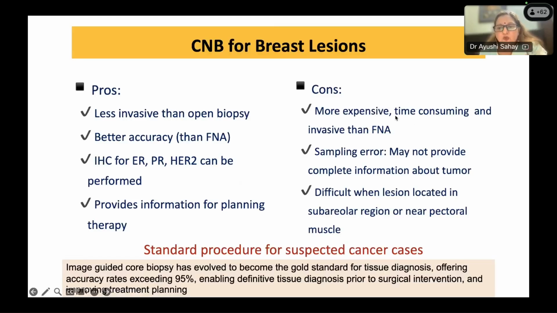It is time consuming because histopathology takes more time than cytology. There are chances still of sampling error because it takes out some amount of tissue, not a big amount of tissue, and it is difficult to perform when the lesion is located in the subareolar or a very deep location. Still, in spite of all these cons, the pros far outweigh them, and it has become the standard procedure for suspected cancer cases, and it is considered the gold standard as of now.